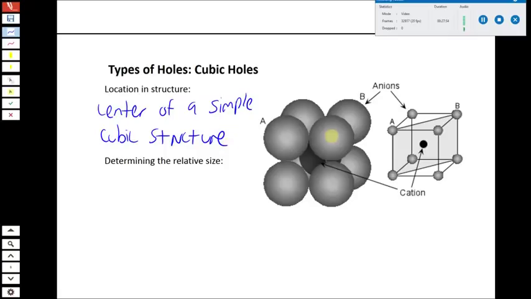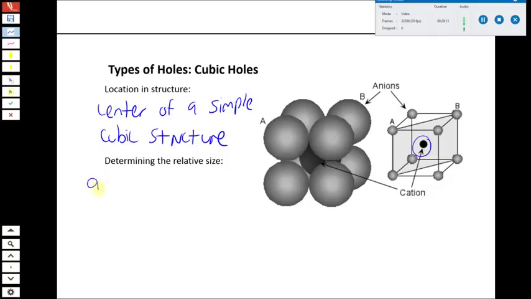So we would have our anions on the corners, and then in the center here is the cation located in the cubic hole, right in the middle of the cube. So this time it's not a face-centered cubic arrangement of the anion, it's a simple cubic arrangement, and the one hole that we have in that structure is right in the middle, in the center of the cube. So this one, the math's a little bit easier.